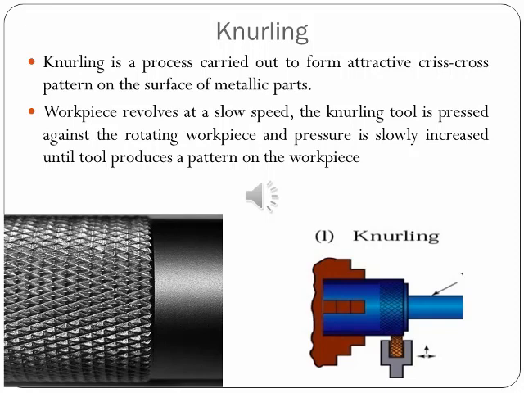Knurling is the process of impressing a diamond shaped or straight line pattern onto the surface of the workpiece by using a specially shaped hardened metal wheel, and it is used to improve the appearance, to improve the grip, and to produce a better gripping surface. This is one of the knurled workpieces. You can see the others on the next slide.